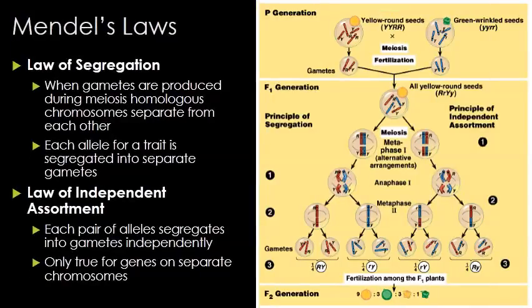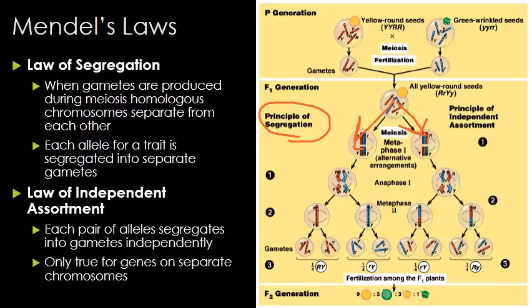Mendel actually developed 2 laws based off of what he saw. The law of segregation says that when gametes are produced during meiosis, homologous chromosomes separate from each other. So it's called here the principle of segregation. Each allele for a trait is segregated into separate gametes. So when you have 1 copy from your mom and 1 copy from your dad, 1 copy is going to go one direction and the other copy is going to go another. So that means that you're going to separate those things.